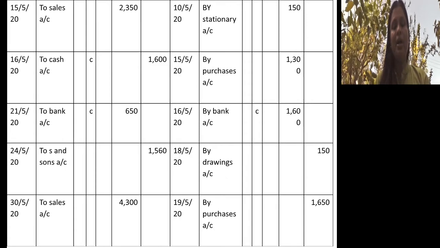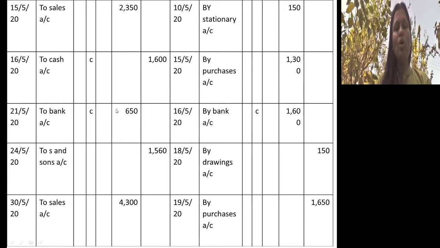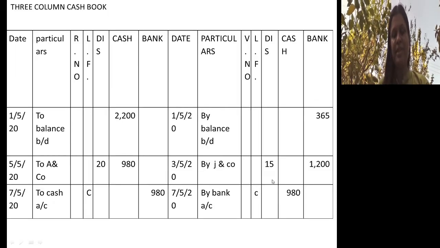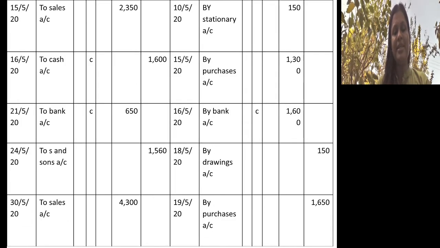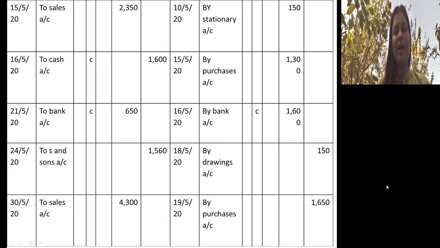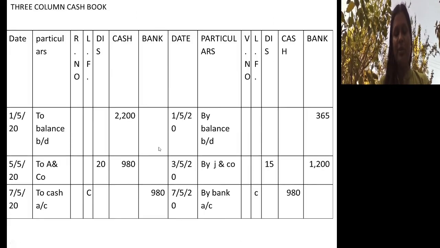Just see how I recorded. Bank account debtor to which account? From whom we received? Let me go through the problem. Received a check from S & Sons, deposited same into bank 1560. So we received a check from S & Sons and deposited into bank 1560. When we received the check from S & Sons and deposited it to bank, bank account increases. So bank account debtor to S & Sons account. See here I recorded on 24th. So on the debit side in the bank column 1560.